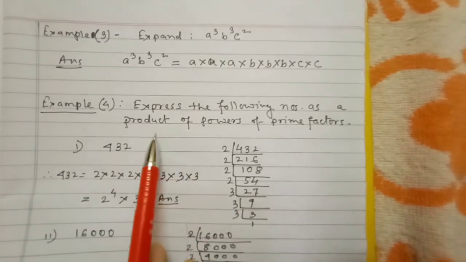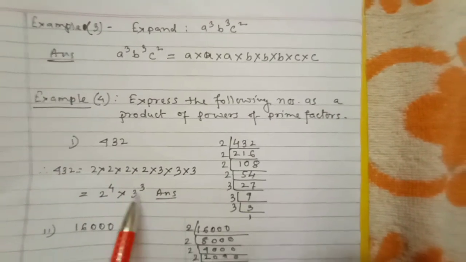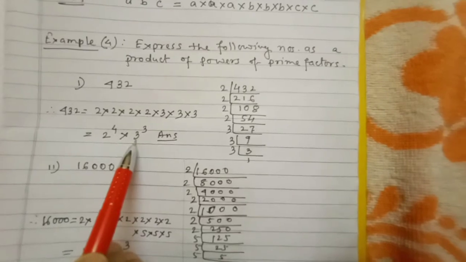Express the number in the product of the powers of prime factors. These 2 and 3 are prime numbers, and these are the powers of the product of the prime numbers. Understood?